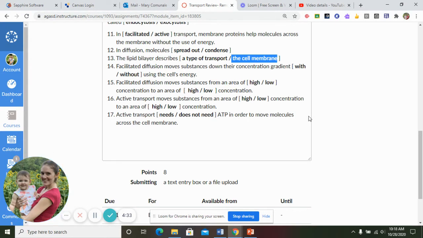Facilitated diffusion moves substances down their concentration gradient with or without using the cell's energy. Facilitated diffusion is a type of passive transport, so it's going to be without energy. Facilitated diffusion moves substances from an area of high concentration to an area of low concentration. Active transport moves substances from an area of low concentration to an area of high concentration. It's the opposite of passive transport, and you're using energy to push more things into an already crowded space.